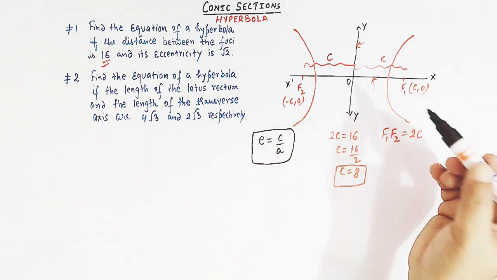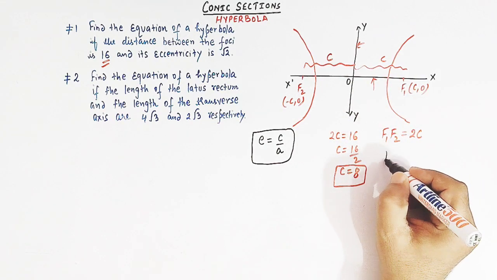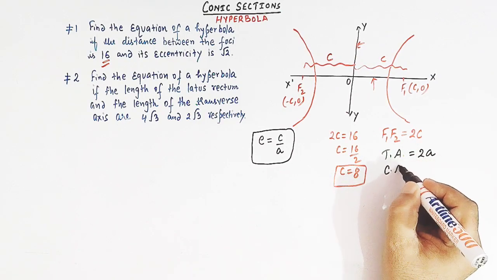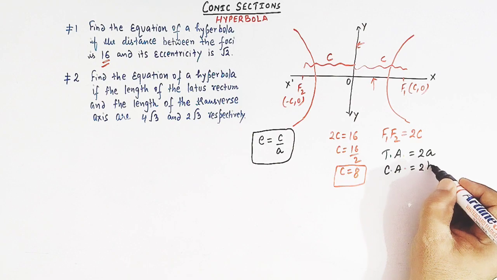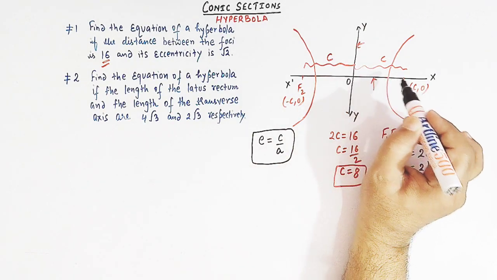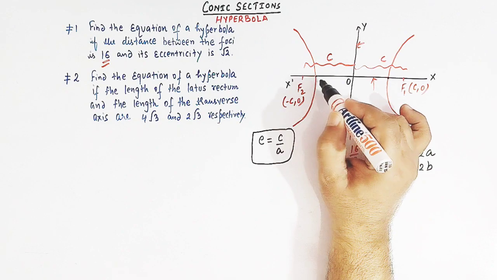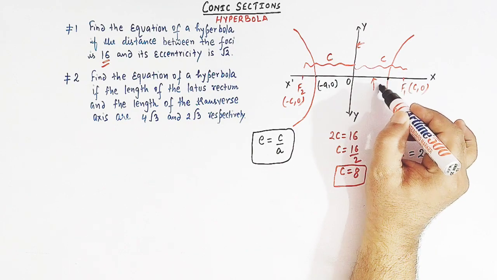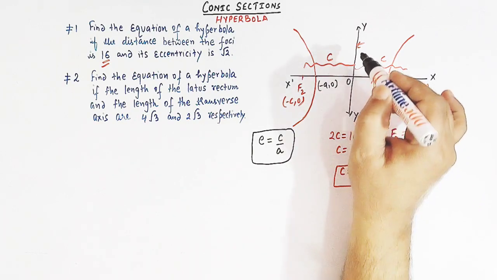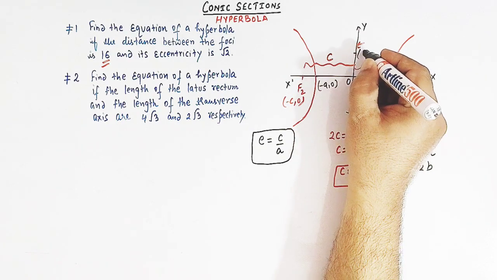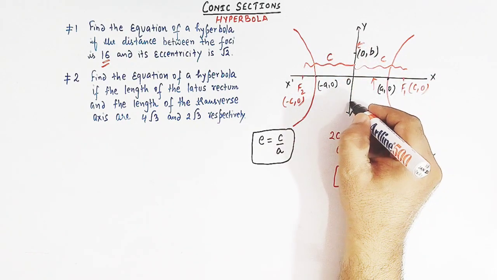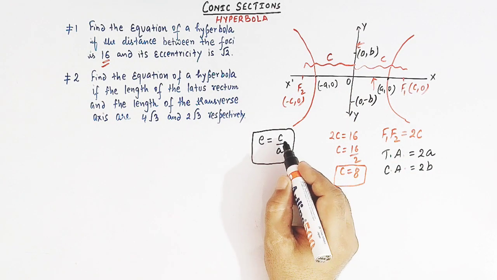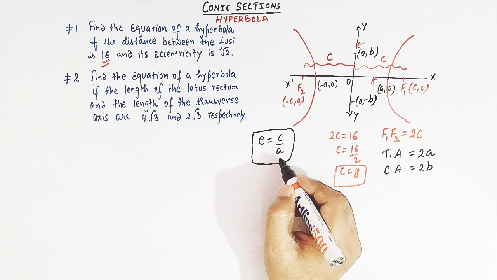So here the length of the transverse axis is equal to 2a and the length of the conjugate axis is equal to 2b, right? So here we have these two coordinates, minus a comma 0, this point is a comma 0, and here we have the coordinates 0 comma b, and here we have the coordinates 0 comma minus b, right? So e is defined as the ratio of c and a, right?